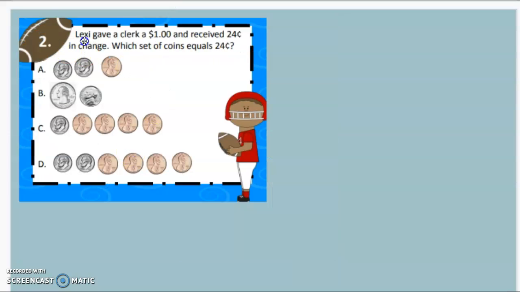right answer. So Lexi gave a clerk $1 and received 24 cents in change. Which set of coins equals 24 cents? Well, if you can't draw your coin, if you can't draw your nickels and dimes and things like that, you can just do a circle and write a 10 in there.